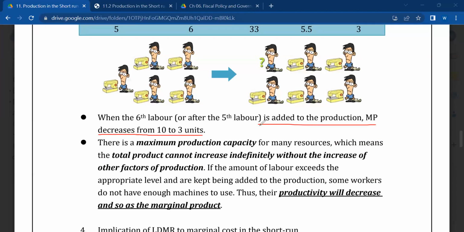Units. Why? Because there is a maximum production capacity for many resources, okay? Maximum production capacity means the maximum amount the machine can produce, okay?